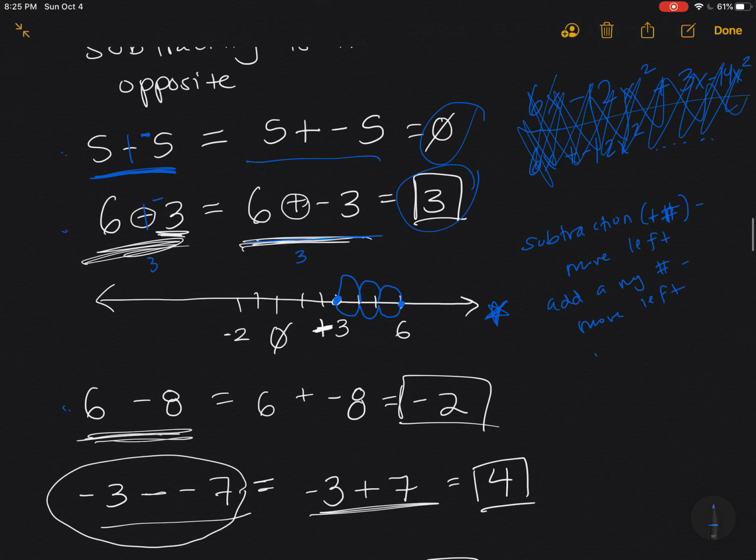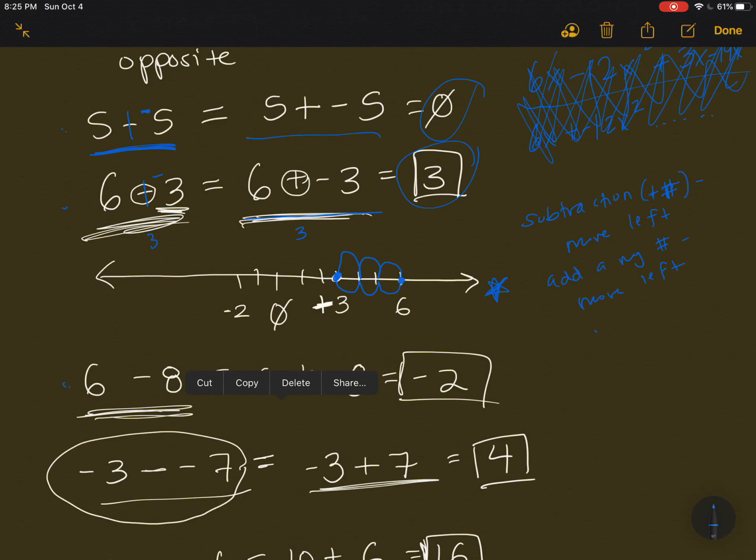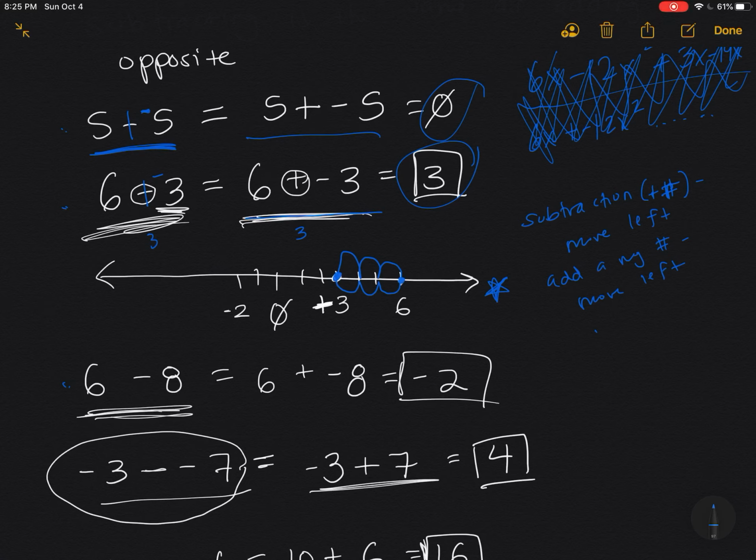But then you get to something like this, negative 3 minus negative 7. That's one of those where it's like, okay, I know what to do when I add a positive number. I know what to do when I add a negative number. I know what to do when I subtract a positive number. What do I do when I subtract a negative number, right? It's really confusing. So if you just remember the rule, instead of negative 3 minus negative 7, I'm going to change it to adding and change the negative 7 to its opposite, right? And then we just get negative 3 plus 7. It's like, oh, it was actually a lot simpler than I thought it would be, right? And then we just get 4.